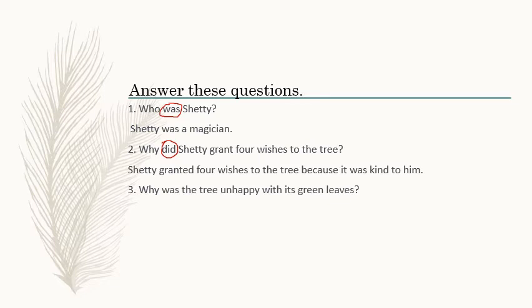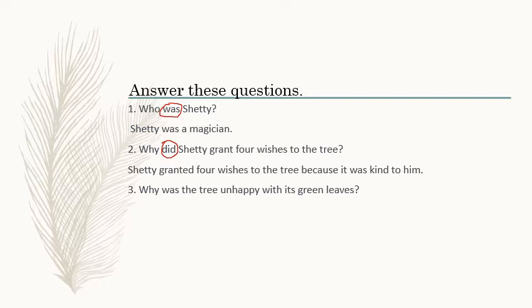Now the next question. Why was the tree unhappy with its green leaves? Well, do you remember why it was unhappy? It was unhappy because all the green leaves were eaten by someone, and who was that? It was a goat. So again we'll find out our subject first.